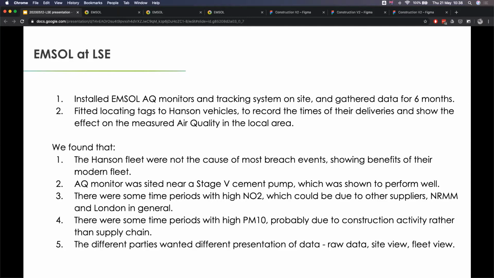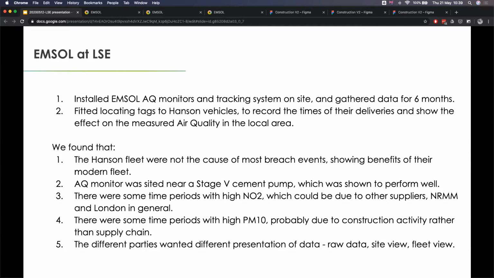Again, we found that there were some time periods with high PM10, which we suspected were due to other construction activity other than the supply chain. So things like drilling, sawing, all those kinds of activities that create lots of dust will have an impact on the PM10 levels.